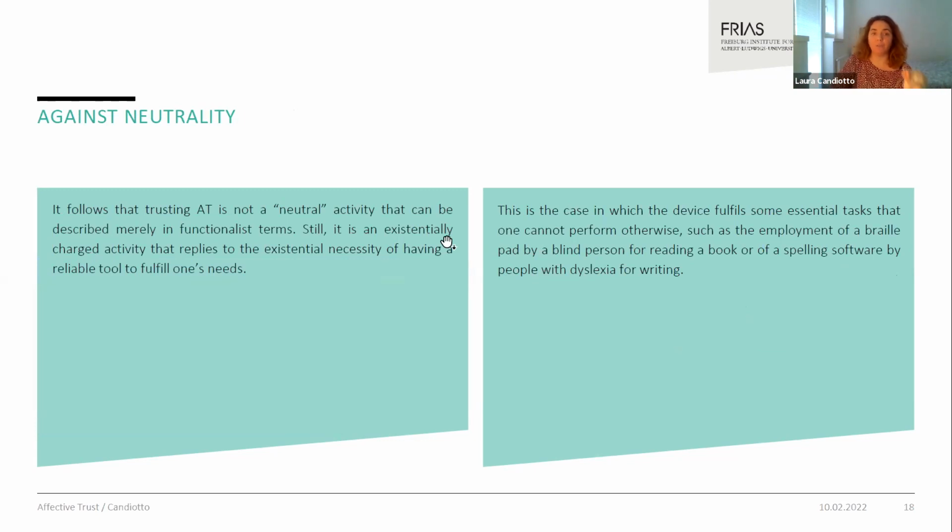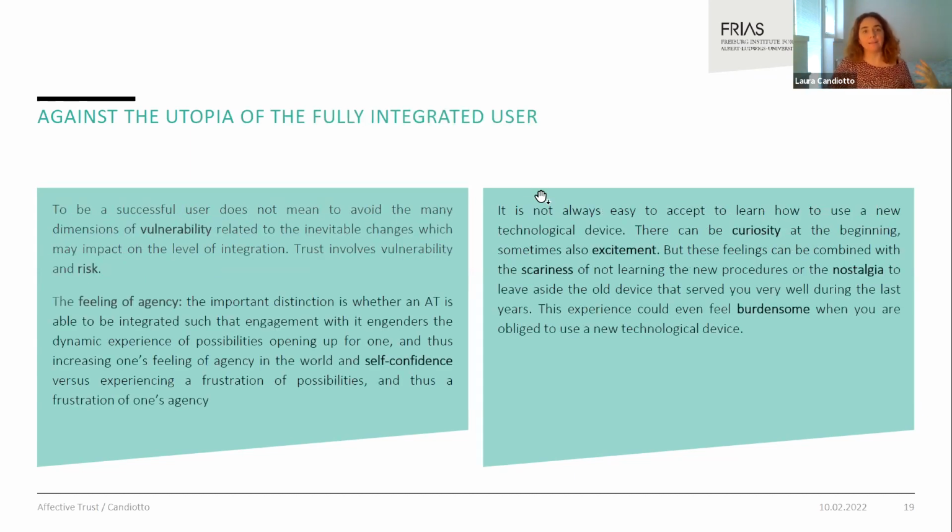So here a recap. My view is that we can understand this trust in AI within this extended cognition view if we fight against a neutral or merely functionalist view of the extended mind, but we really need to understand this interaction as a form of existential necessity. Then the other point is fighting against the utopia of the fully integrated user. I think that this was the main problem of the Pritchard et al. paper. They wanted really to say that the cases that we encountered were cases of full cognitive integration.